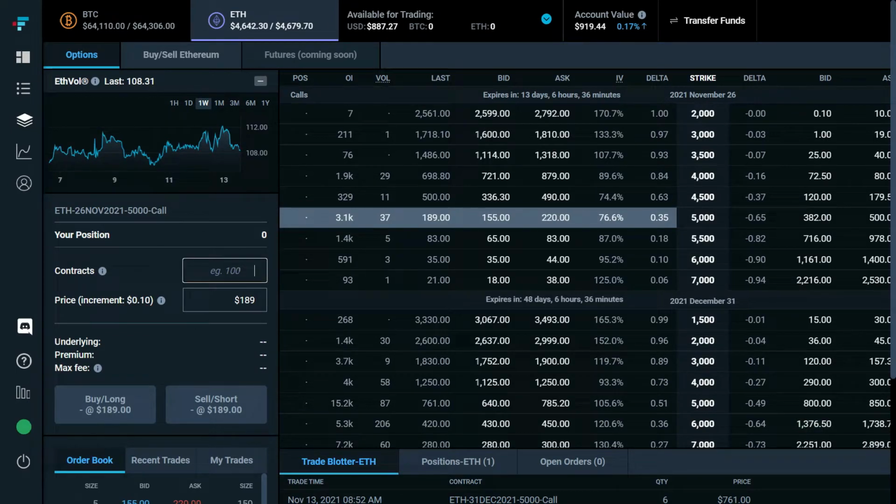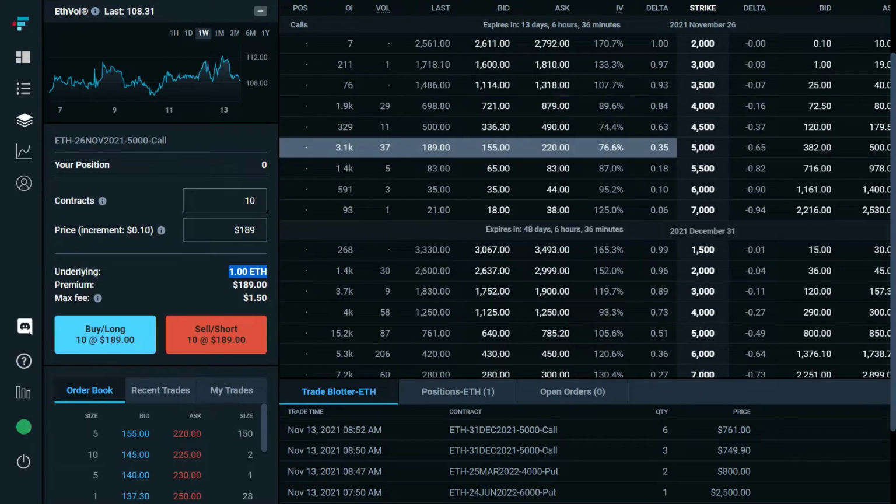And so with Ethereum, 10 contracts is a call option on 1 ETH. So this is different from Bitcoin, because Bitcoin is 100. So if you're trying to buy the call option, then you can buy it here. If you want to sell a call option, you sell it here. So this is buy to open or sell to open, because I have no contracts.